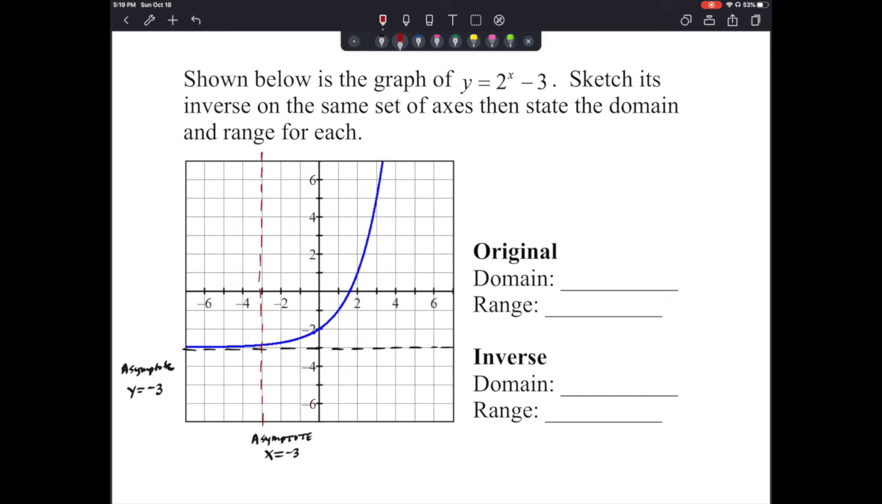Okay, now we just need to come up with some other points to plot on here so we can see what our inverse function is going to look like. So I'm going to make a little table for my originals, and then we'll just flip-flop them to make our inverse.